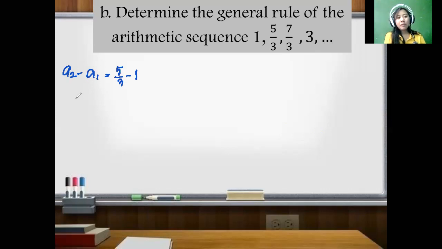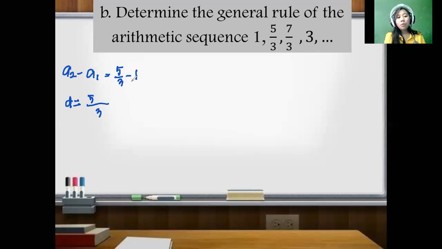The value or the symbol of our common difference is this. So what is the least common denominator of these two numbers? We need to simplify it first, and the common denominator is 3. So 3 divided by 3 is 1. 1 times 5 is 5. Okay, class, in simplifying fractions, you need to divide the LCD to the denominator, and the quotient you need to multiply po sa numerator.